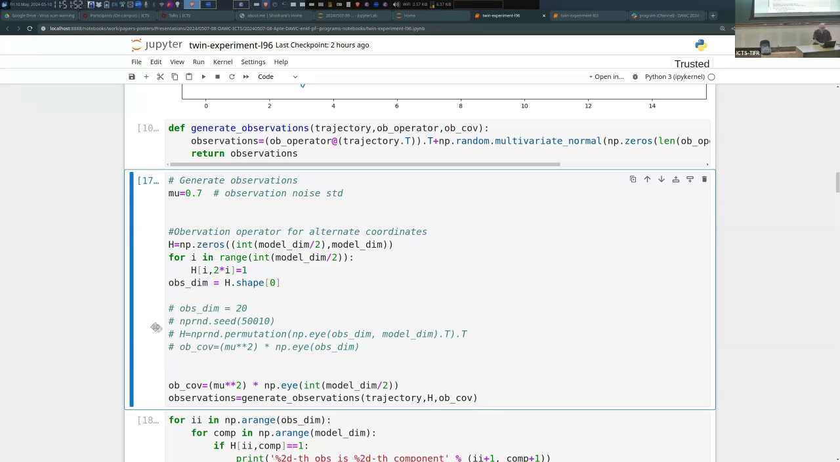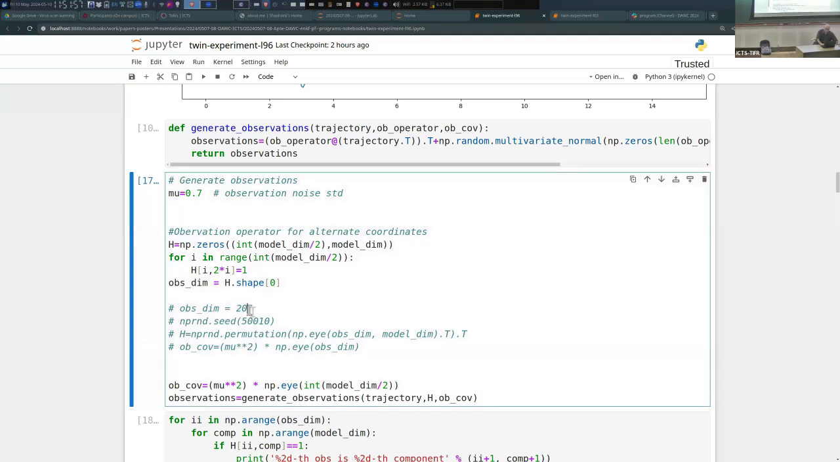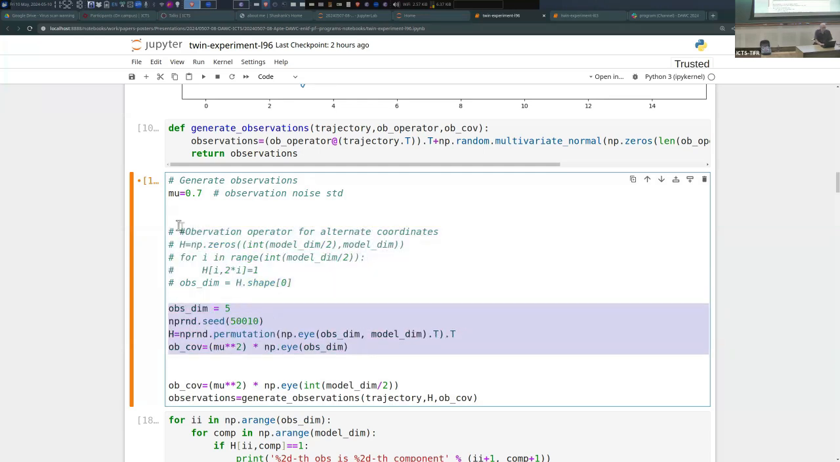The second choice is that you choose the dimension of the observation, say 20, or you could even do 5, for example, and choose 5 random coordinates to observe. The permutation of this matrix will basically give you a random coordinate to observe. It's a Python trick, but let's go with random for now. I hope it's going to work. If it doesn't, I'll go back to observing alternate coordinates. Maybe 5 is too small. I will do 20 observations.